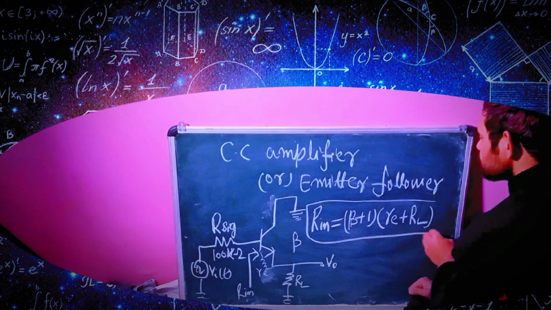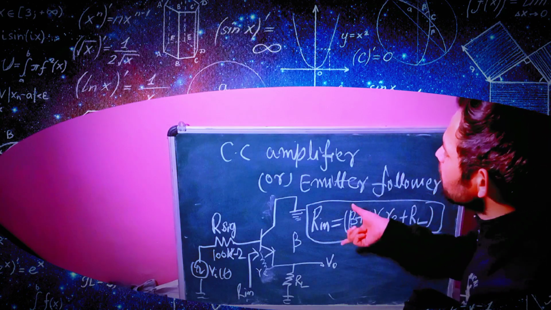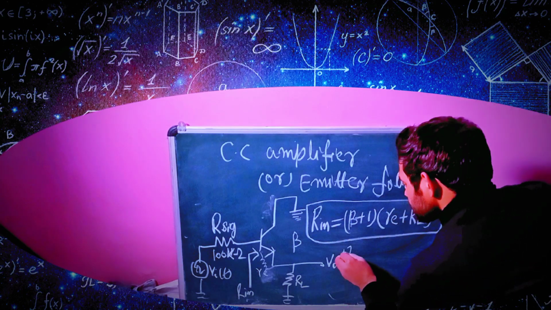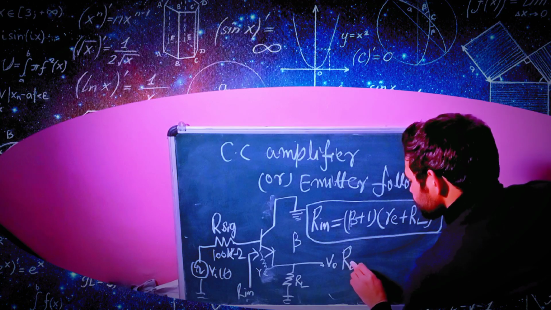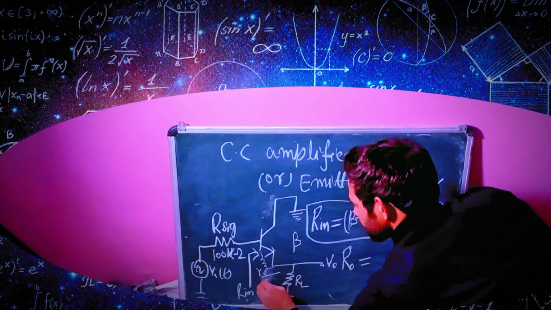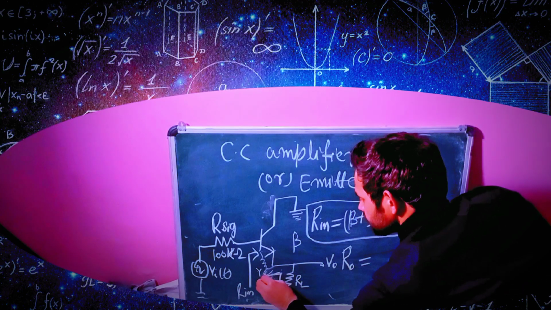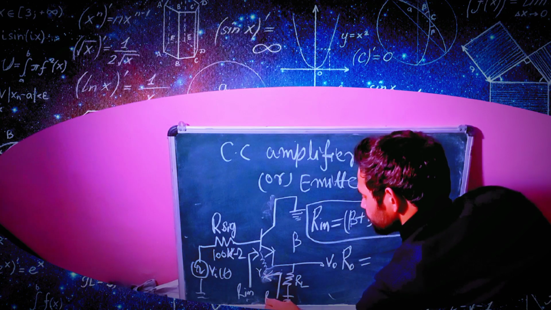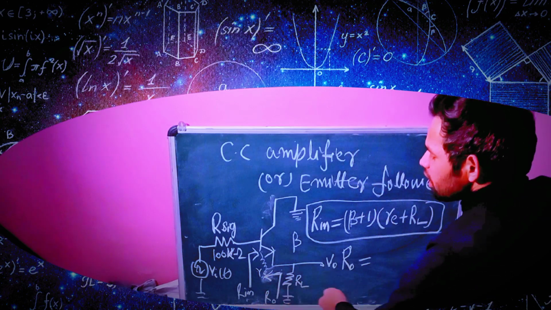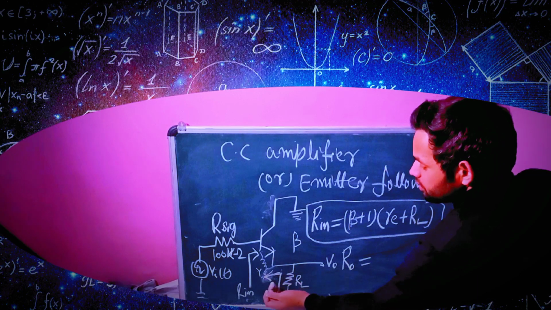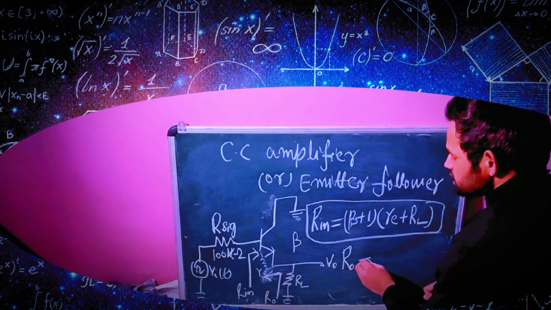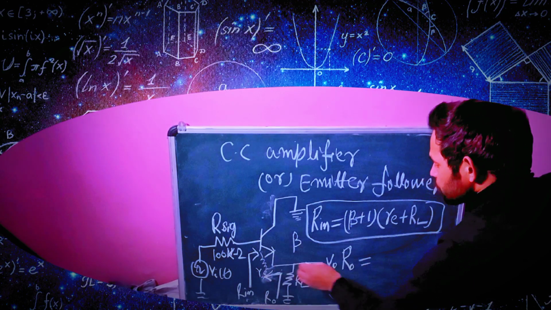See, this is the input resistance of the common collector amplifier or emitter follower. What is the output resistance here? The output resistance which we are seeing from the load side, this is my output resistance. How much can we see the output resistance from the load side? R0 is equal to Re.